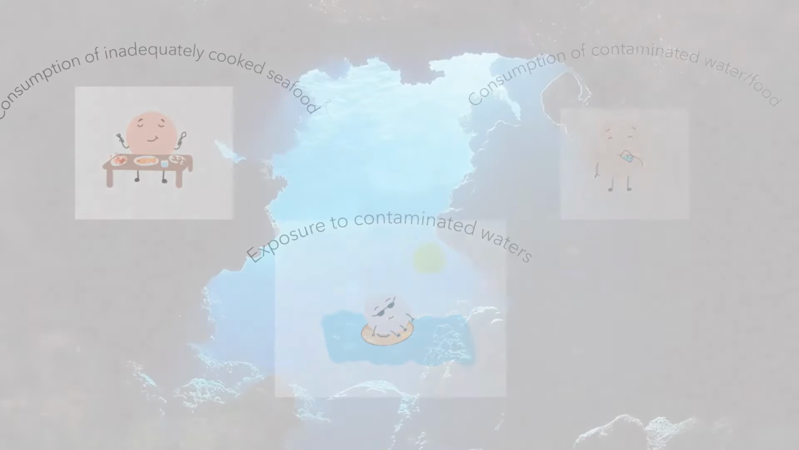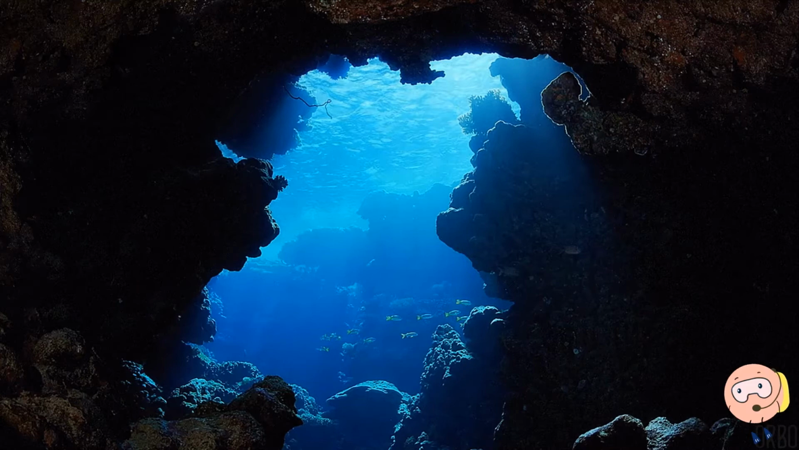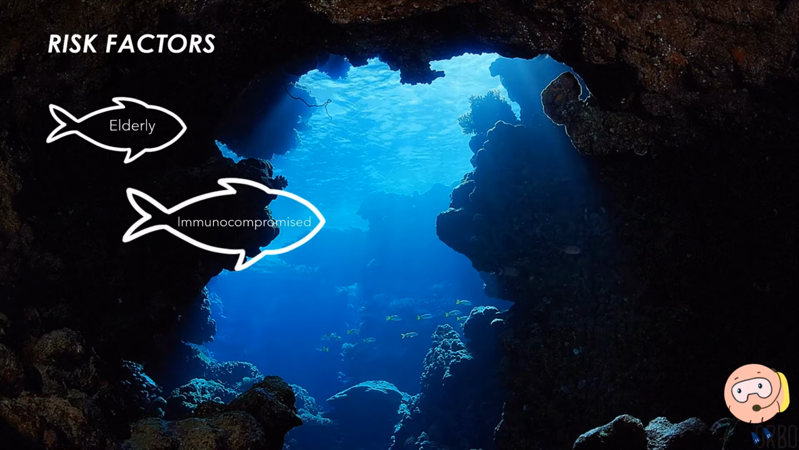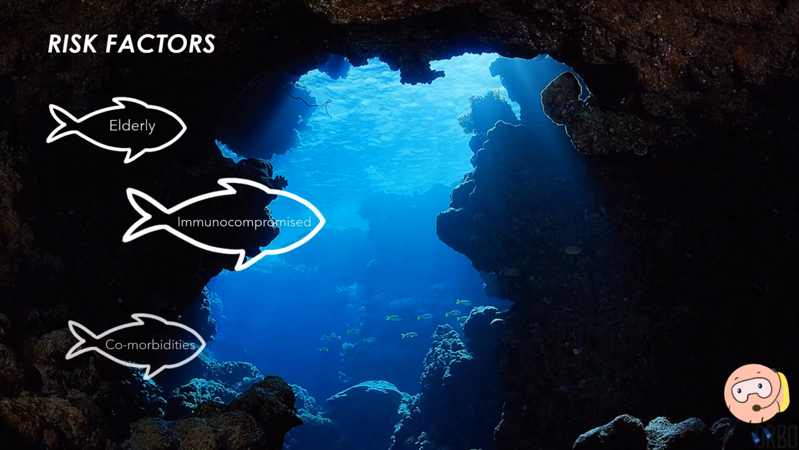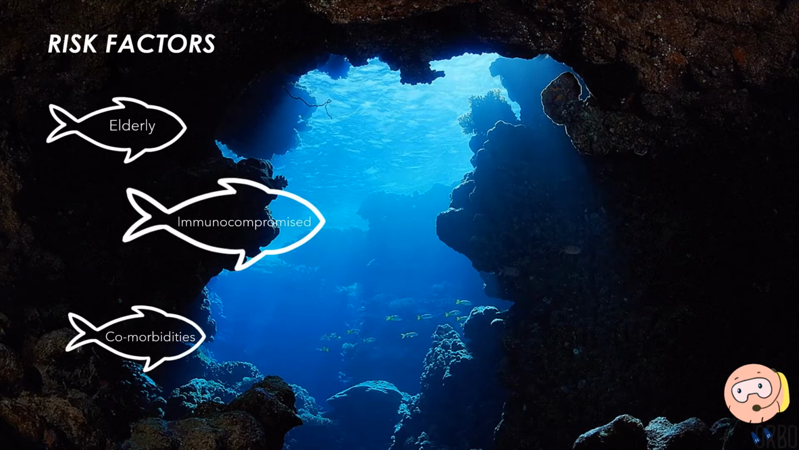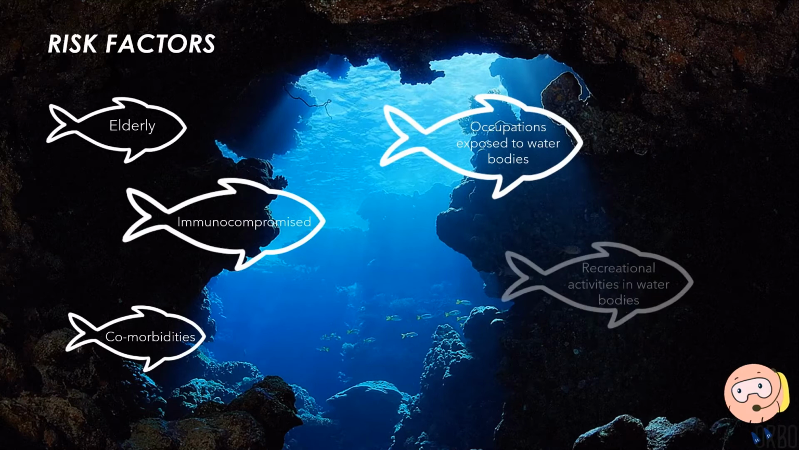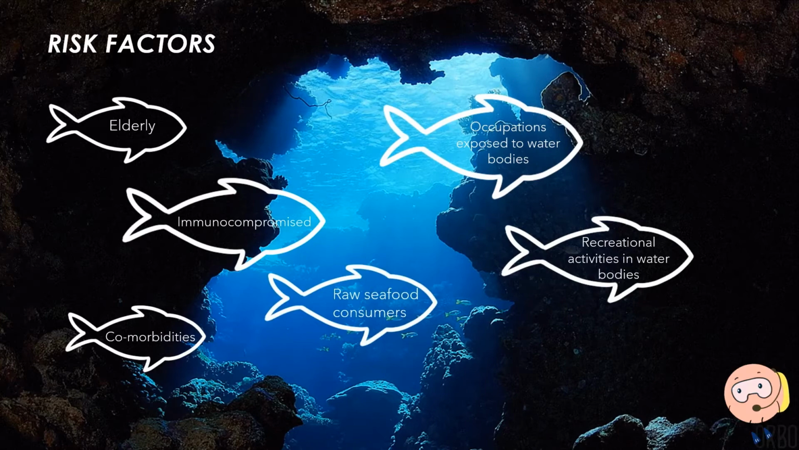Now that we know how Vibrios can be transmitted to humans, let's dwell into the risk factors of Vibriosis. The risk factors include the elderly and the immunocompromised, such as those who are taking immunosuppressants or have autoimmune diseases. Individuals with pre-existing comorbidities, such as heart disease, liver disease, renal disease, and so on, are at a higher risk of getting infected. As I've mentioned, the people who have occupations that require them to be exposed to water bodies or those participating in water-related recreational activities are also at risk of developing Vibriosis. Lastly, we have the raw seafood consumers and handlers of seafood who are also at risk.